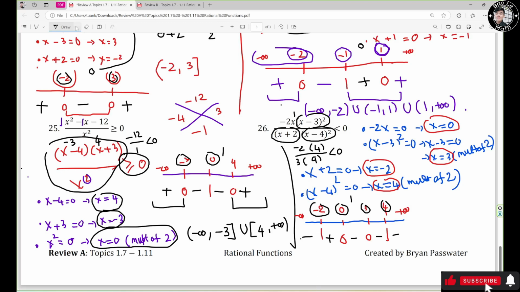Now finally, I need the whole thing to be less than 0, so I pick the ones with the negative sign. So it's going to be right here, and it's going to be right here. Now be careful, you're not going to include the 0, because you don't have the equal sign right here. So they are parentheses, so keep that in mind. Now it's going to be negative infinity, negative 2, parentheses, union, 0, 3, union, 3, 4, union, 4, positive infinity.